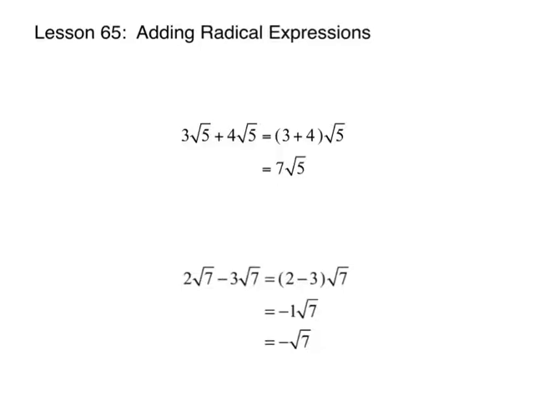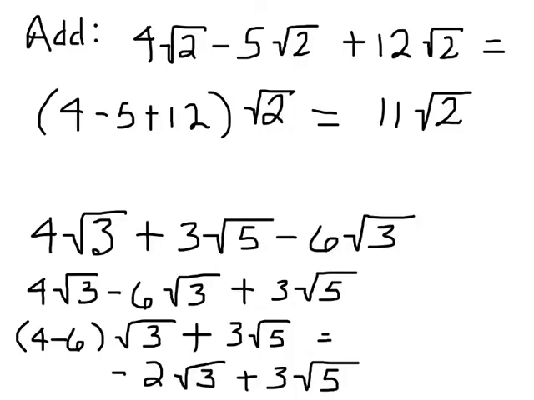The next example is a subtraction, and 2 square root of 7 minus 3 square root of 7. Again, these are like terms because they're both something square root of 7. So we say 2 minus 3 and we get negative 1 square root of 7. And we can also write that, remember, when there's a 1, we don't really have to write the 1. You do need the negative sign, so negative square root of 7.